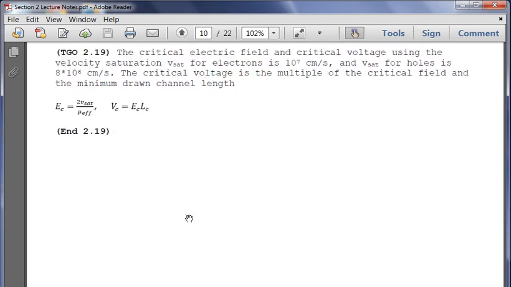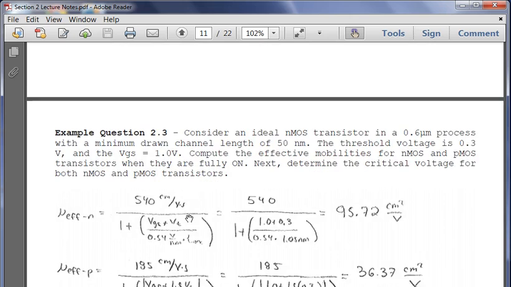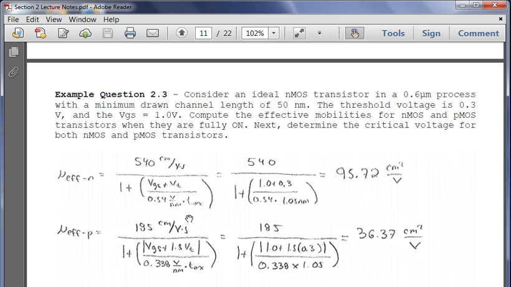So the first example question of this lecture is we're going to combine this idea of electron and hole mobility and be able to calculate this critical voltage. The question states, consider an ideal NMOS transistor, so that's where we're going to start here, in a 0.6 micron process with minimum drawn channel length of 50 nanometers. The threshold voltage is 0.3 volts and the gate source voltage is 1.0. Compute the effective mobilities for NMOS and PMOS transistors when they are fully on. Next, determine the critical voltage for both NMOS and PMOS transistors.